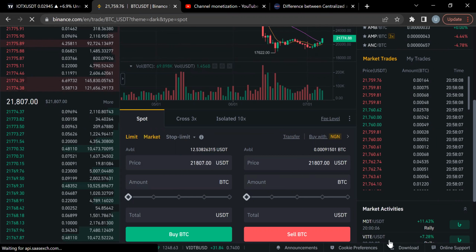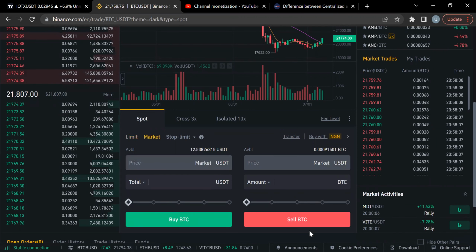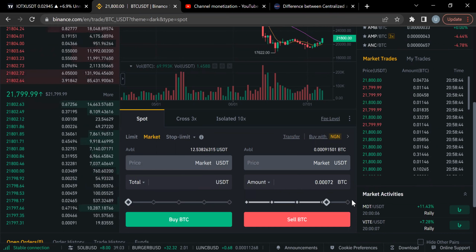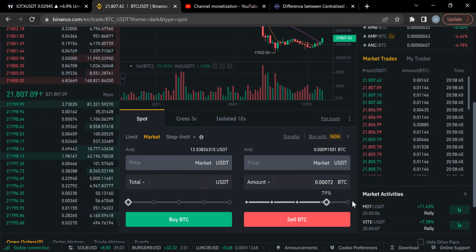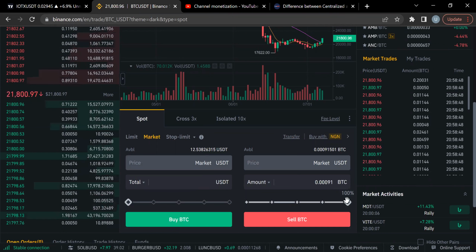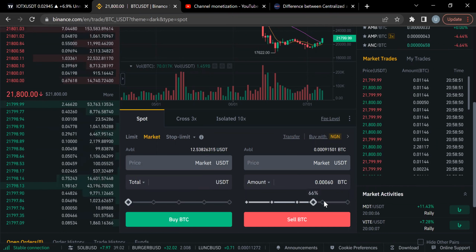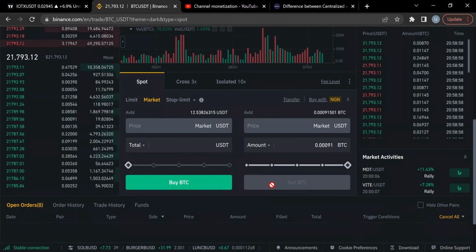Choose market again. Then I can decide to drag this, so that means I'm selling all of my Bitcoin. Then if I don't want to sell all, I can sell half. I can sell 75%, but let me say all. So I just do sell.